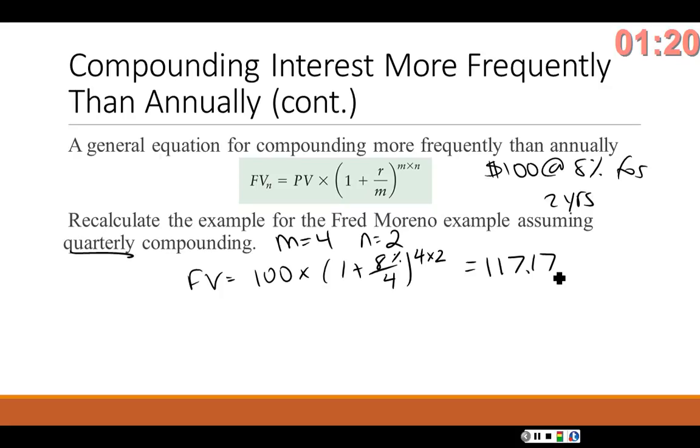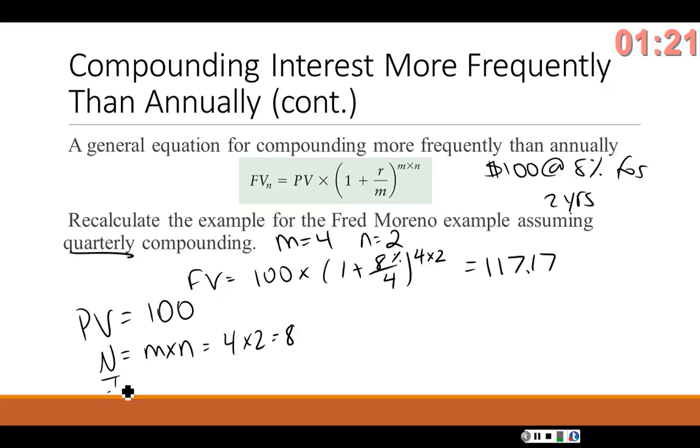Alternatively, you can do this in your calculator. So the present value we leave alone, it's $100. N, the number of periods, is now equal to M times N, compounding periods times number of years. That's 4 times 2, which is 8. And the interest is the stated rate divided by the number of compounding periods per year, so 8 over 4, which is 2. The payment is 0, and we're wanting to solve for the future value.